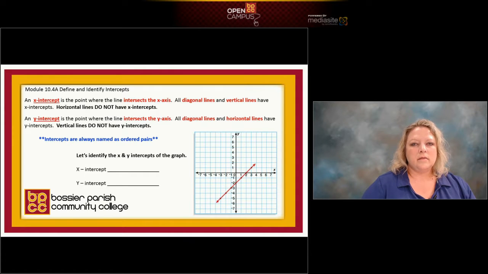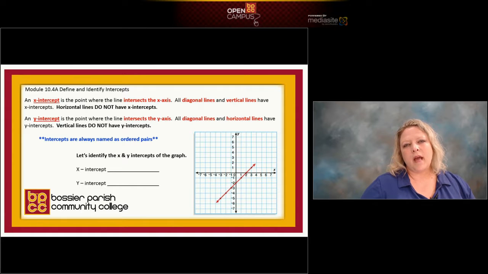Horizontal lines and vertical lines only have either the x-intercept or the y-intercept. They don't have both. Diagonal lines are special because they do have both. And you can tell that they have both because when we were identifying diagonal lines, the equation had two letters in it. One of them was an X, one of them was a Y.